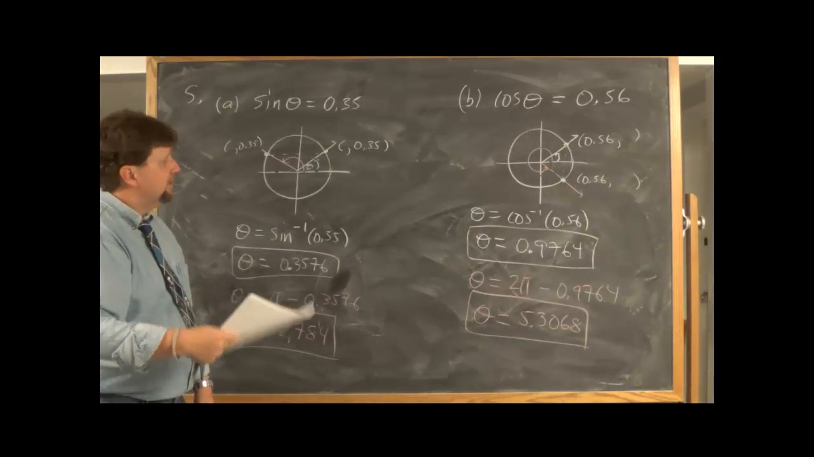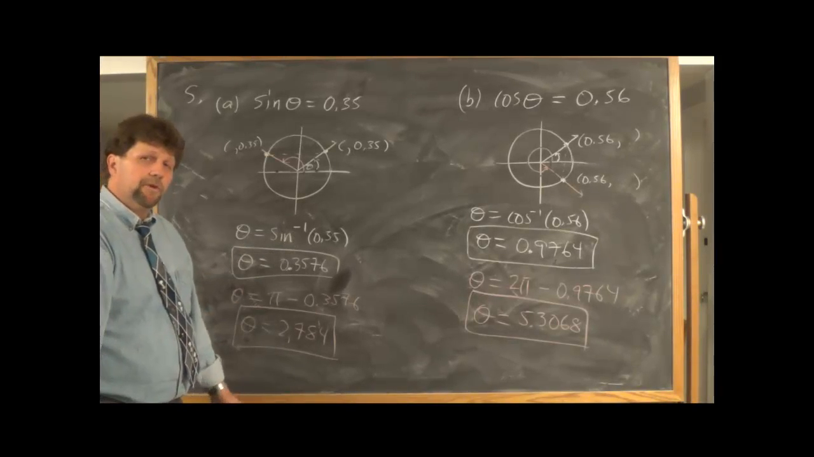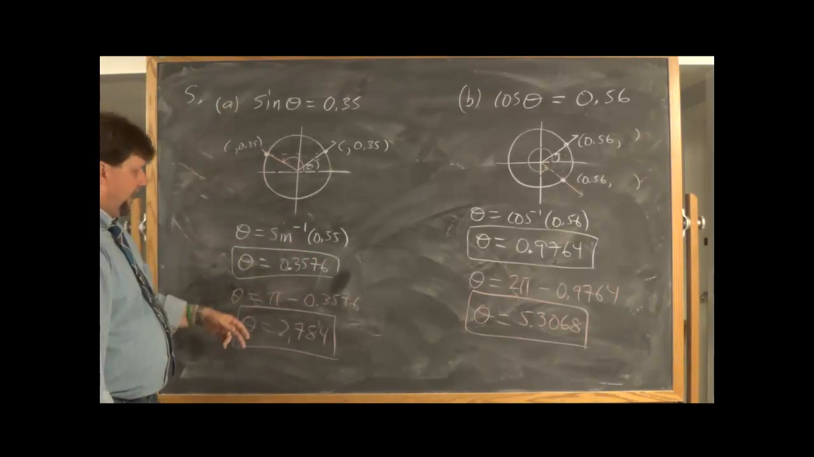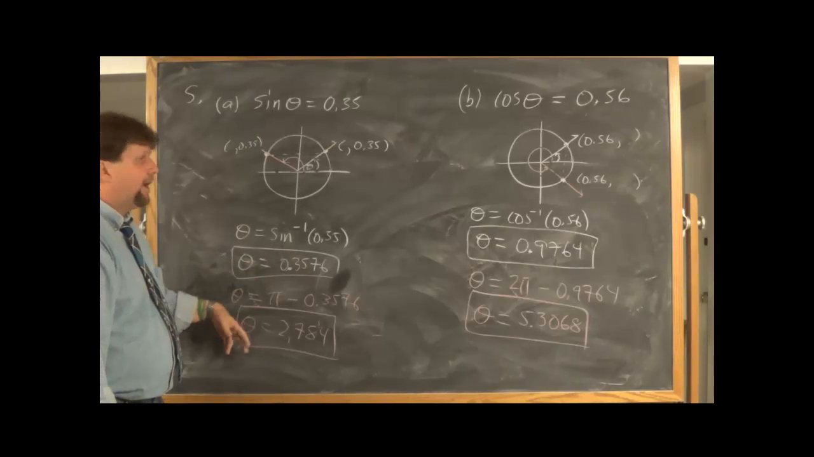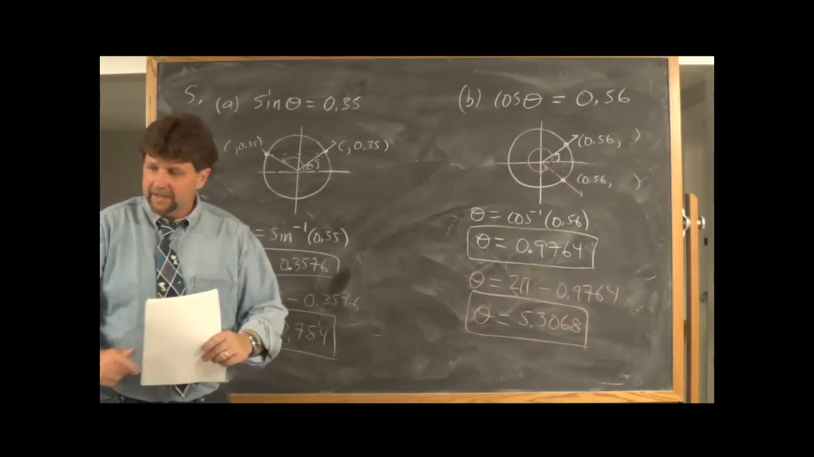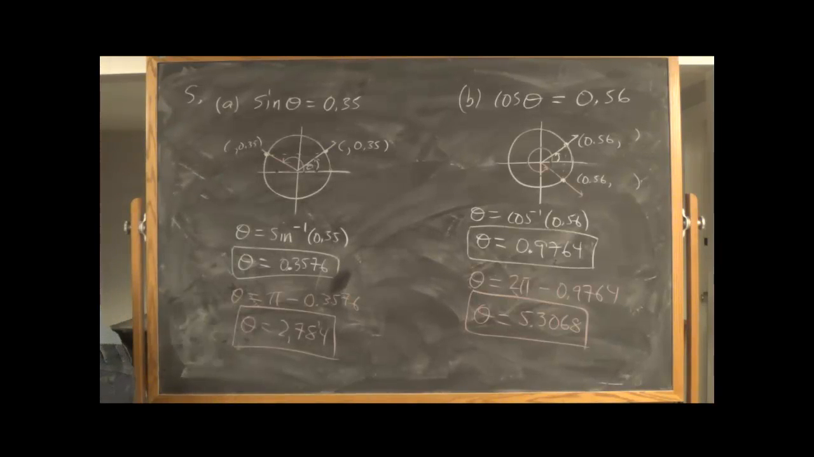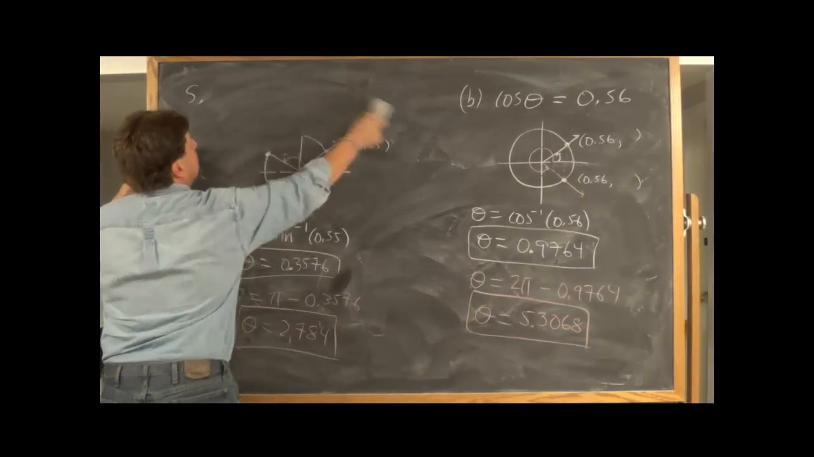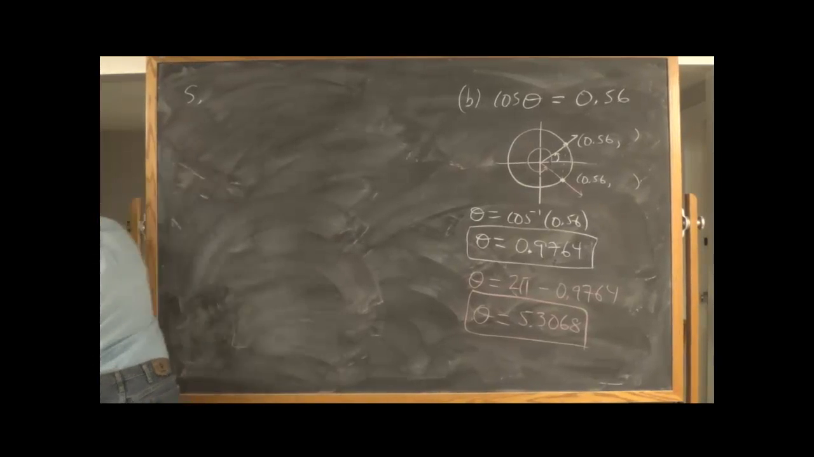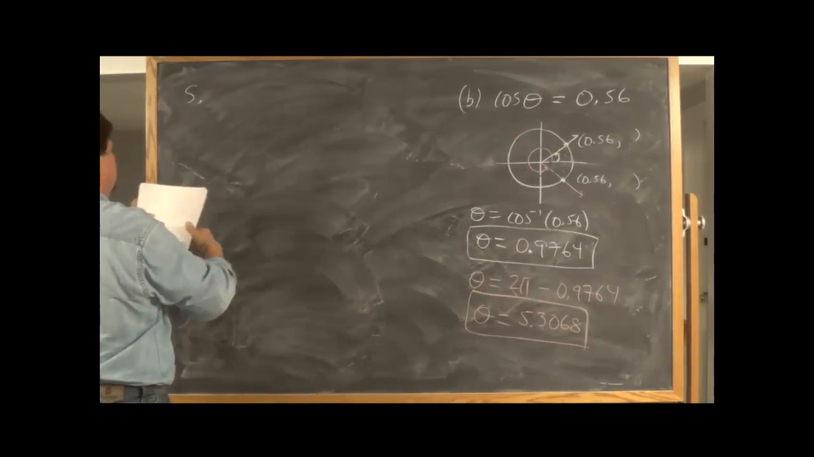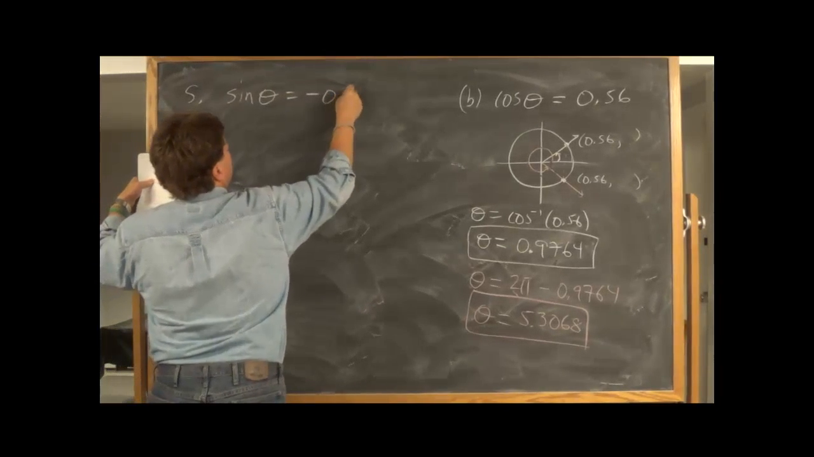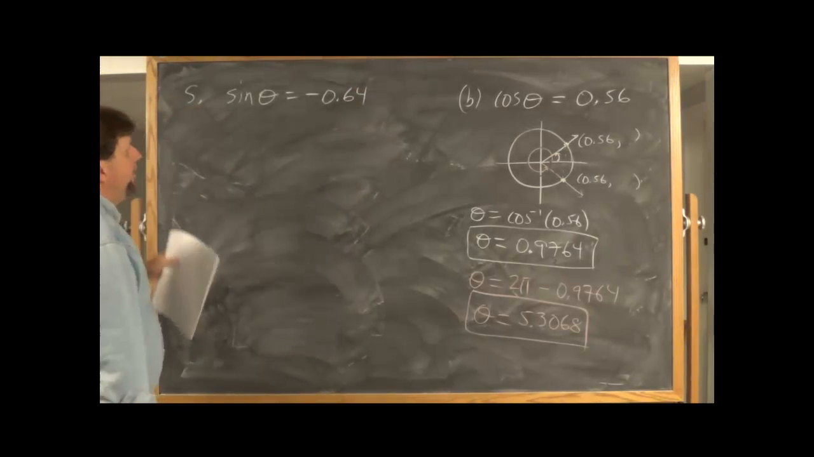Okay, part C, as you can see, I don't have room to put part C up here, so I'm going to erase. I assume that you either have this, and you're happy that you have it, or you've written it down already. If not, hit pause, because I'm going to start erasing it. In part C, you are given sine of theta equals negative 0.64.